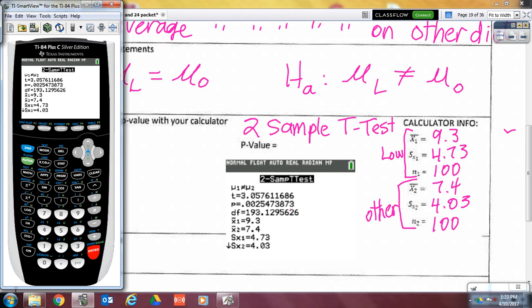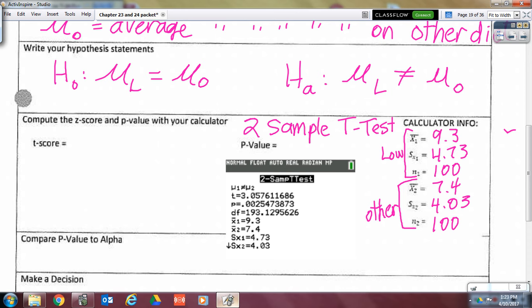we got a t-score of 3.058, 2 significant digits, and then a p-value of 0.0025. If you didn't get that, then you plugged in your numbers wrong into the menu.